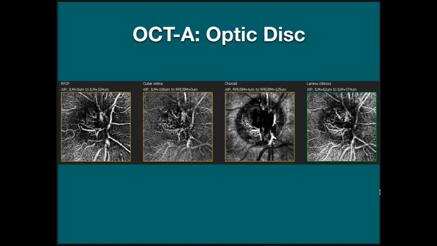Here's an image of a normal optic disc. Again, you can have an image where all the layers are shown in the one picture, or you can have individual slabs. So this starts off at the internal limiting membrane. This is the outer retinal blood vessels around the optic nerve, down at the choroidal level, and this is deeper down again at the lamina cribrosa level.